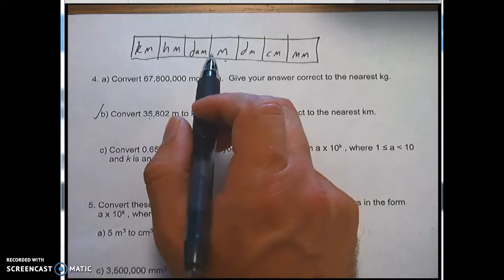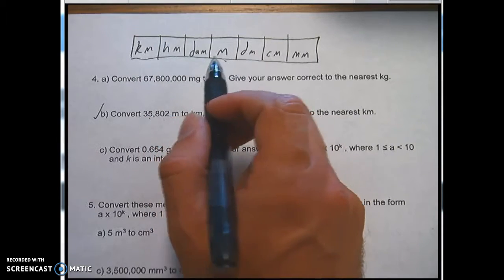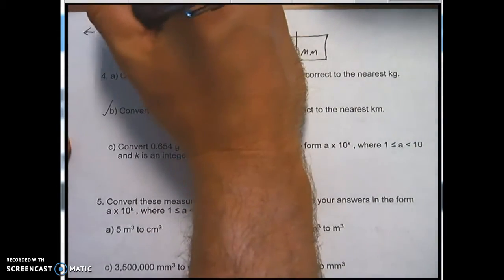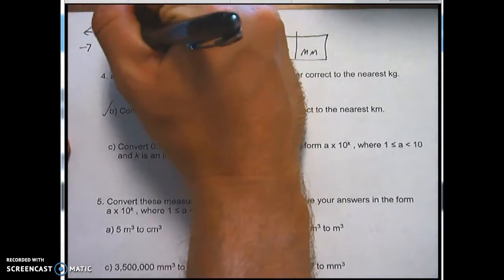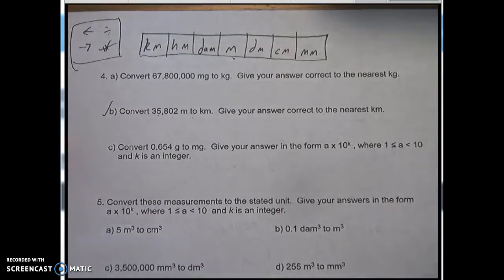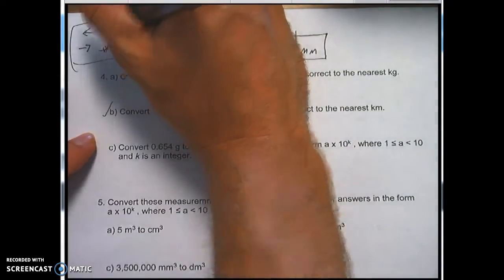And when you move left, you need to divide. And I always get that wrong, so I'm just going to write it down here. Left is divide, right is multiply. Just so I remember. Okay. Left is divide, right multiply.